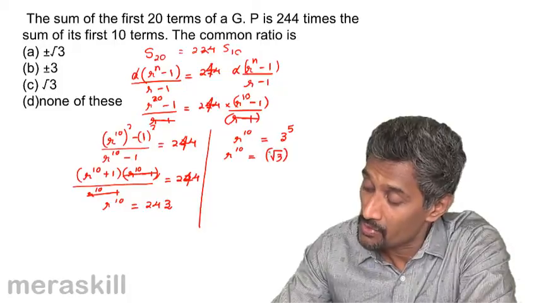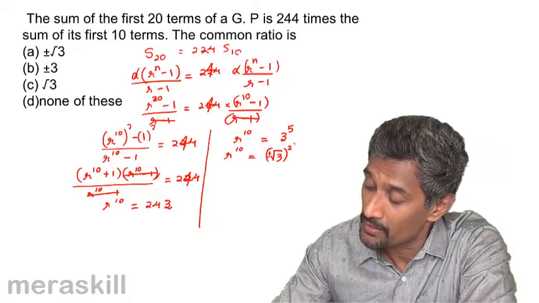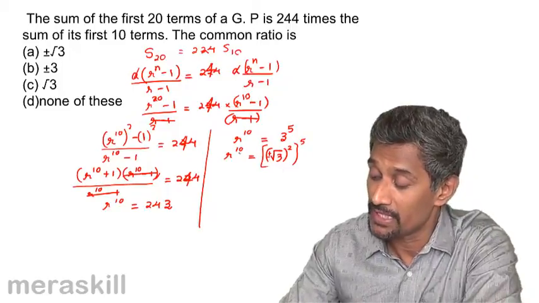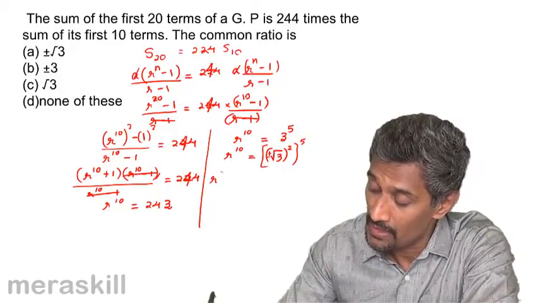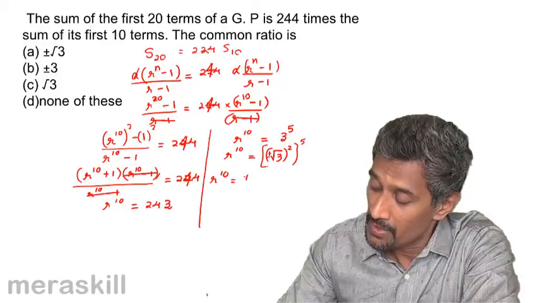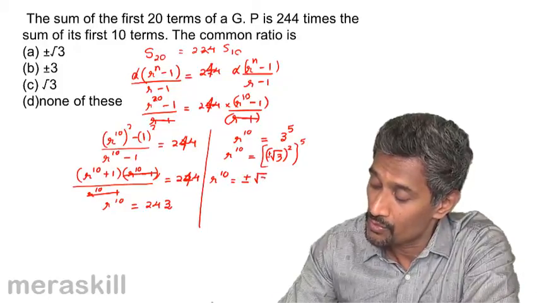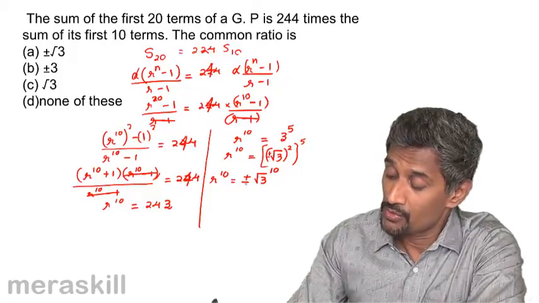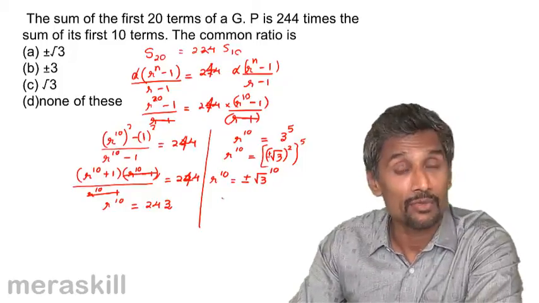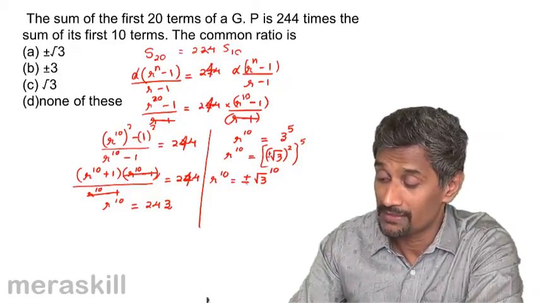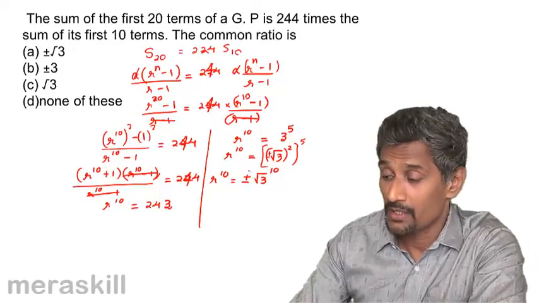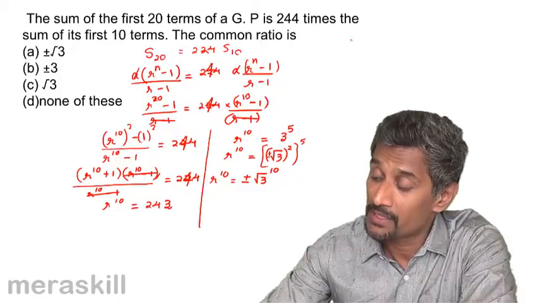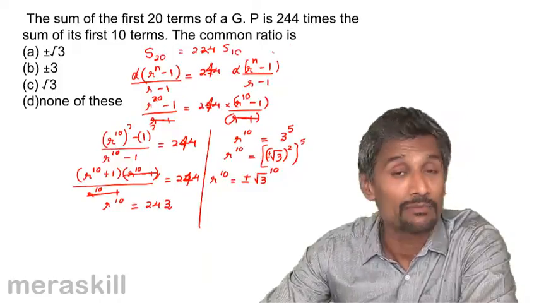the whole raised to 5, because 3 can be written as root 3 squared, and we need to keep the indices the same. So r raised to 10 would be plus or minus root 3 raised to 10. We need to consider both plus and minus, because the geometric progression could start from the smallest term to the biggest term, or from the biggest term to the smallest term.